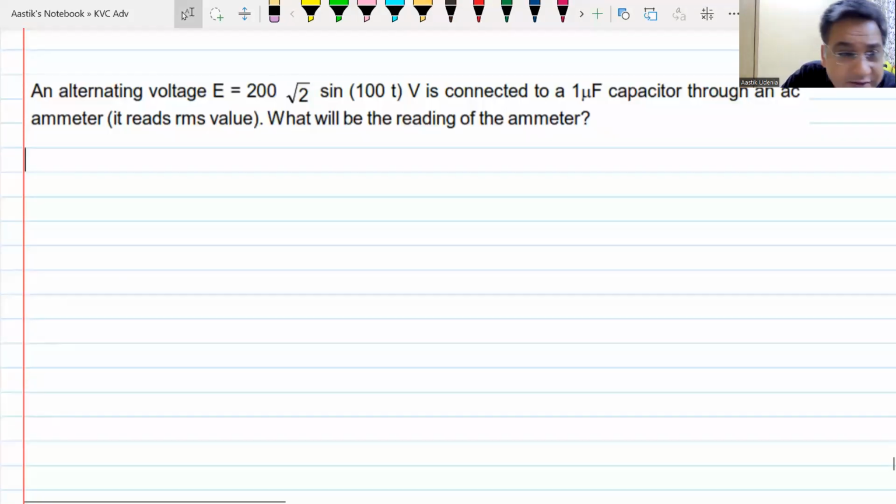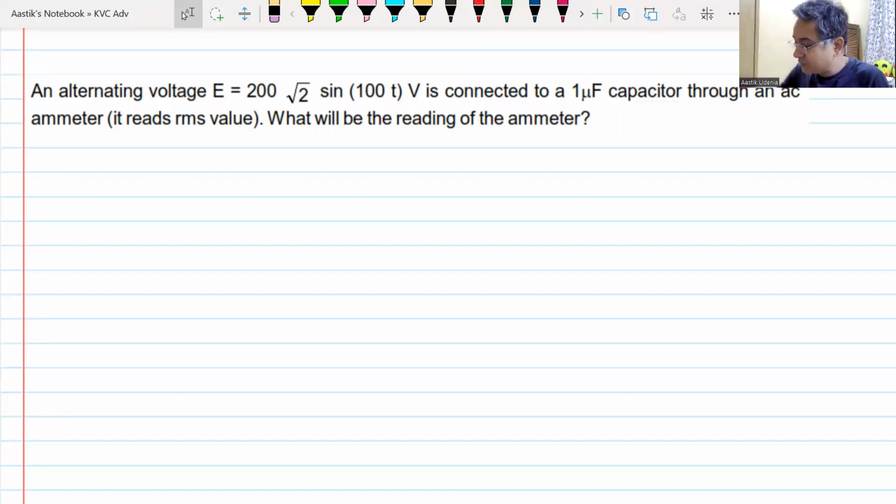This one is the next one, my dear friends. An alternating voltage E is equal to 200 root 2 sine of 100 t is connected to a 1 microfarad capacitor through an AC ammeter. Obviously, an AC ammeter will read the RMS value. I have told you that. What is the reading of the ammeter? I'll give you 2 minutes to give me the answer for this one.